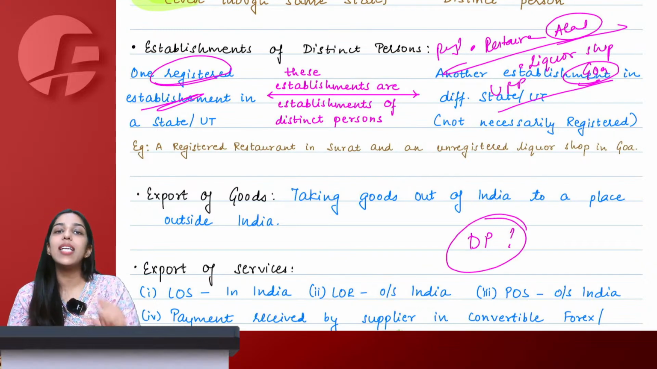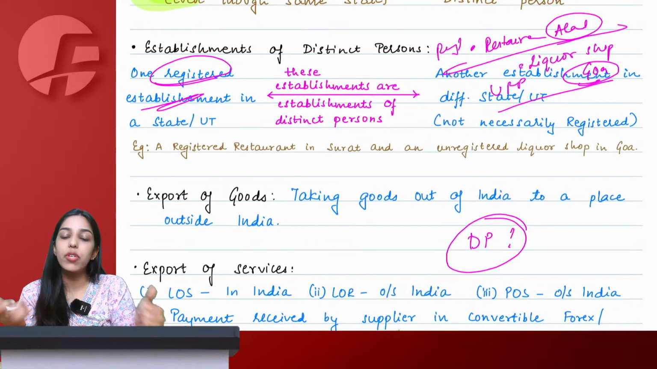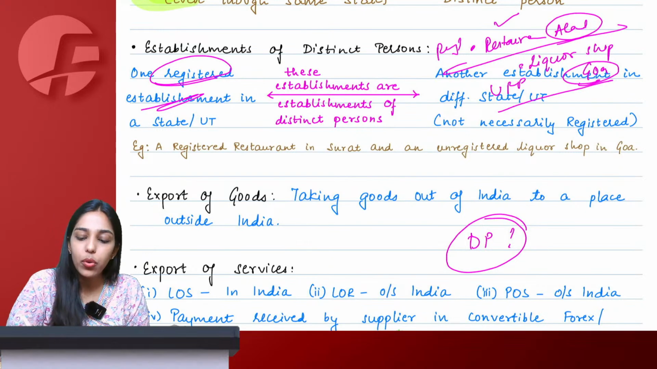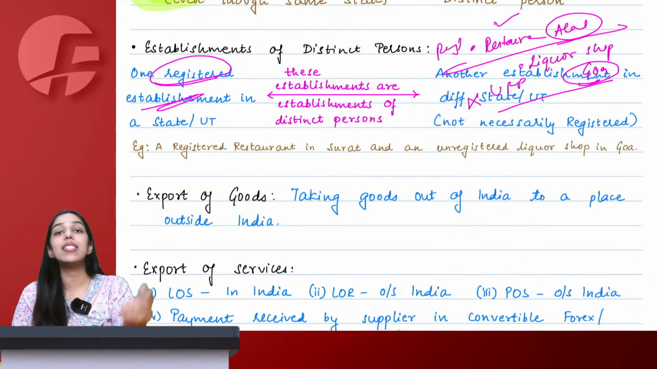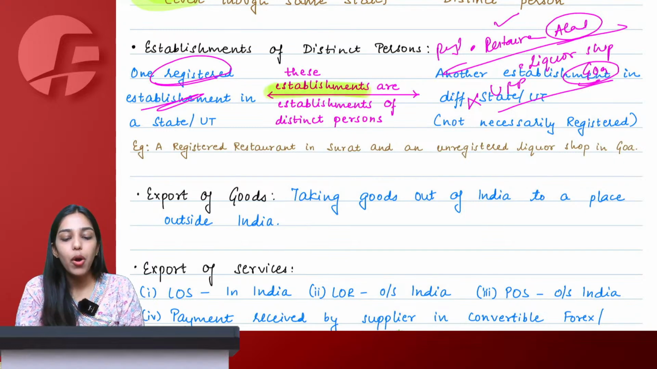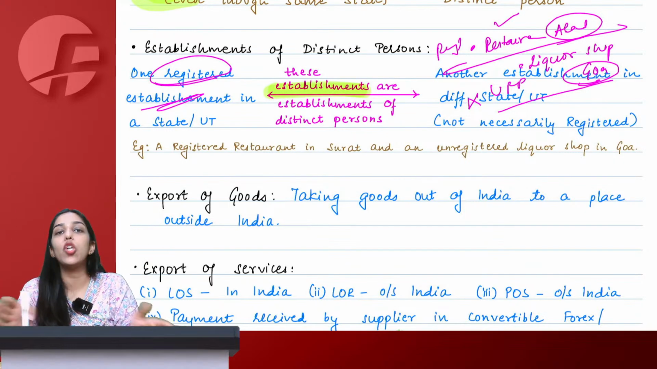No, because there is the same PAN, but there is no separate registration. We have registration only here. We don't have registration here. So they are not distinct persons. But still, will they be considered as establishments of distinct persons? The answer is yes. Because here what is important is the establishment, the place, and not the registration.